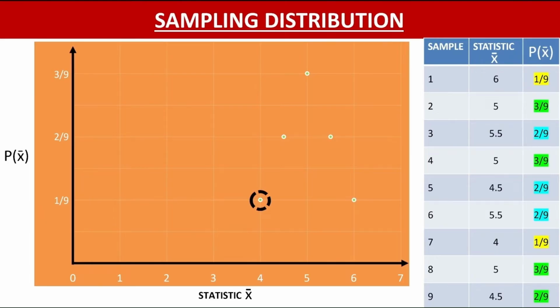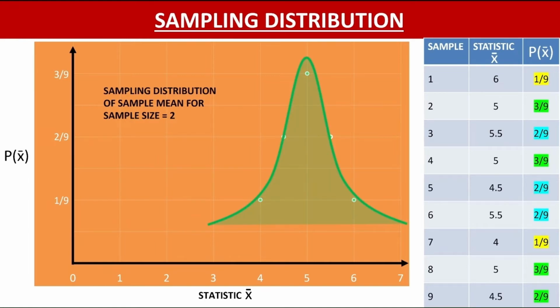So now what you get here is the sampling distribution of sample mean for the given sample size. You can get similar sampling distributions for sample variance, sample standard deviation, sample proportion, etc. An interesting fact is that if we have sufficient data, then the sampling distribution will be normally distributed.